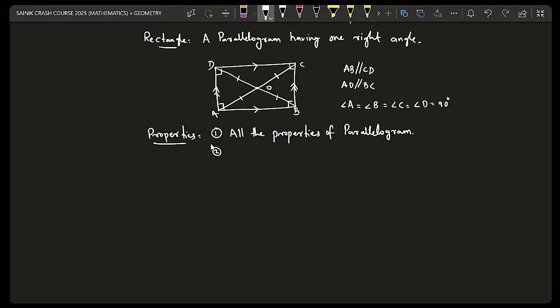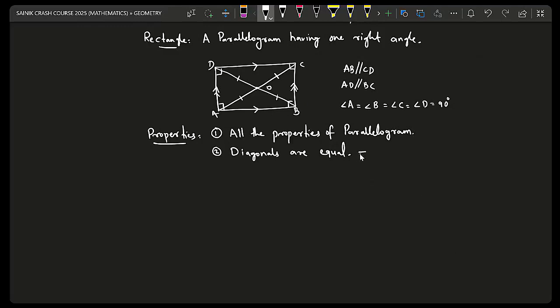What are they? In a parallelogram, we didn't see that the diagonals have equal measure. But in a rectangle, the diagonals are always equal. Diagonals are equal. And you can see in a rectangle all the angles are 90 degrees, but in a parallelogram they may or may not be. Okay, so that you can remember: diagonals are equal.